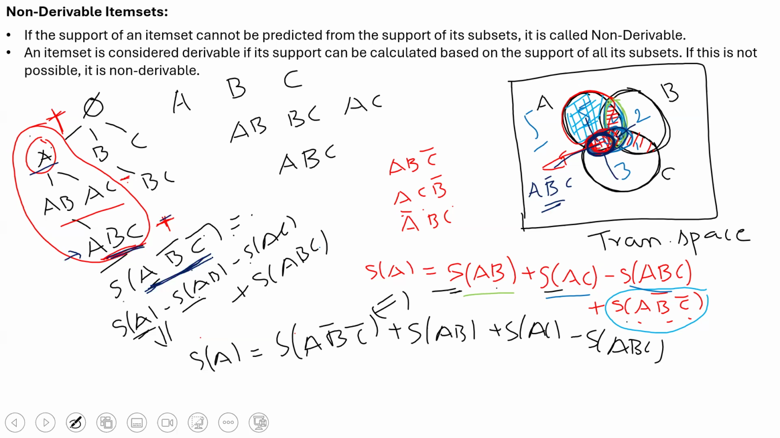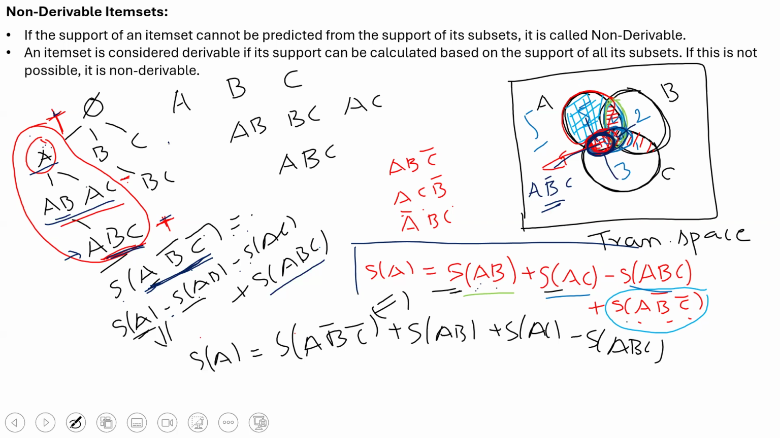S of A, B bar, C bar is equal to support of A, and it has plus. For the next level, it is minus. So minus S of AB minus S of AC plus S of ABC. Okay, that's what you have got. S of A, B bar, C bar is equal to S of A minus S of AB minus S of AC plus S of ABC. Right? That is what you have got. And the same thing we have verified intuitively. We derived this from this item set and we got both of them equal. So the simplest method is to just go with the inclusion and exclusion principle.